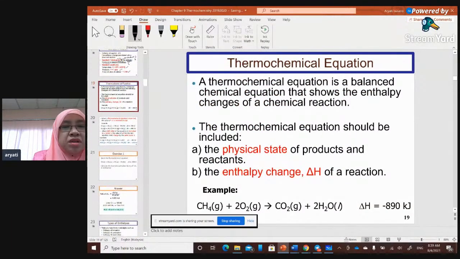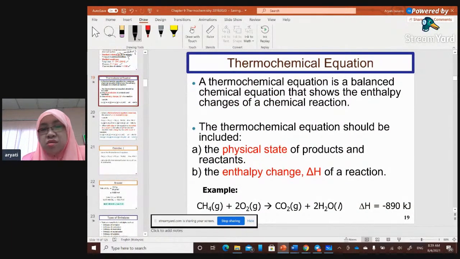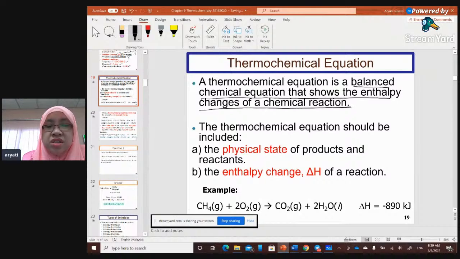Okay, now we will learn the thermochemical equation. Thermochemical equation is a balanced chemical equation that shows the enthalpy change of a chemical reaction. Yang satu persamaan kimia yang seimbang yang menunjukkan perubahan enthalpy, perubahan tenaga bagi satu tindak balas kimia. So the thermochemical equation must include the physical state of the product and reactant and the enthalpy change delta H for the reaction. So this is the example for the thermochemical equation.